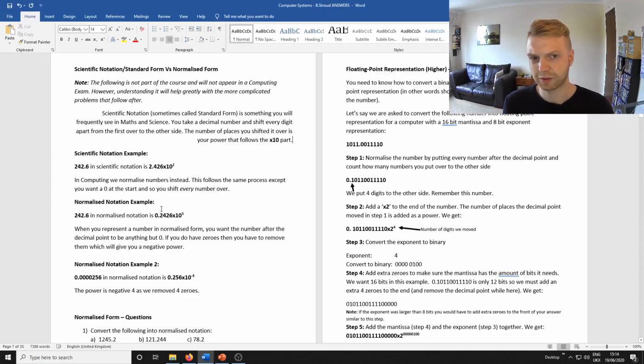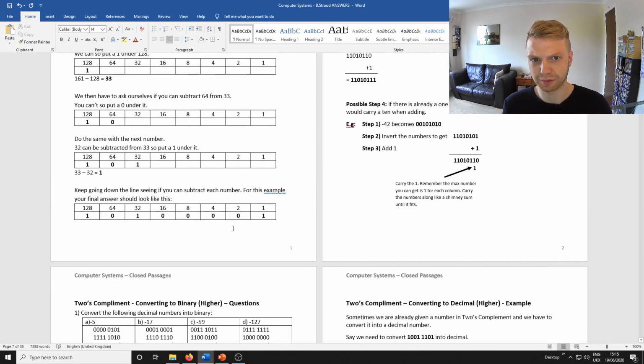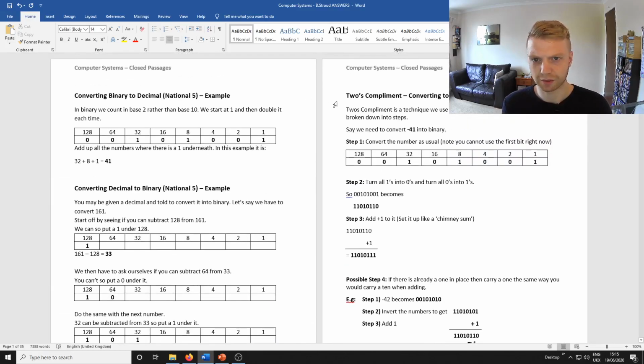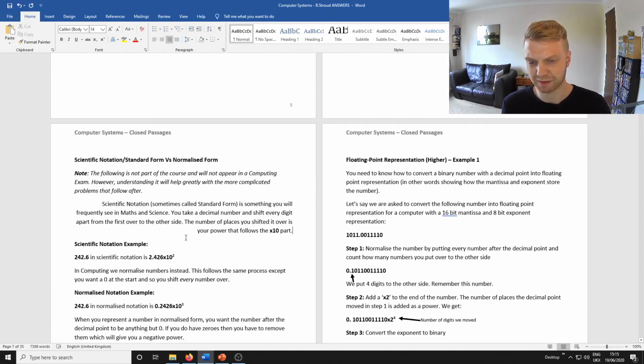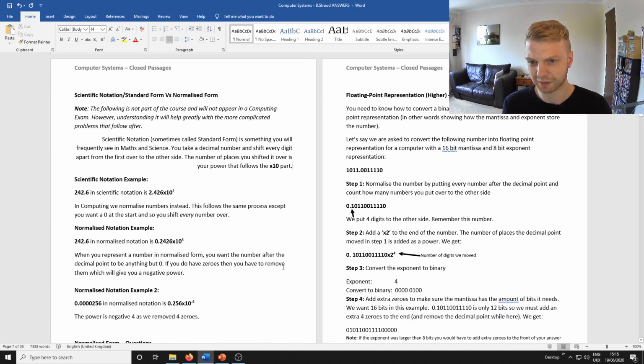Today we're going to be looking at floating point representation of decimal numbers. Before you look at this, it's important you know how to do the 2's complement converting to binary, otherwise this won't make sense at a certain point. So before we get to converting decimal numbers, we're going to look at scientific notation and standard form.